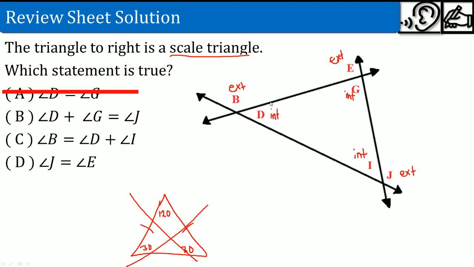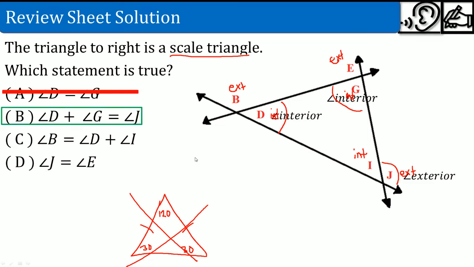We would say that D plus G is equal to J. Let's look at that. Angle D plus angle G is equal to angle J. These are two interior angles, which are opposite to the exterior angle. Would that be right? Yes, that's actually one of the core concepts that we got. This interior plus this interior does equal that exterior, so that is a valid answer.